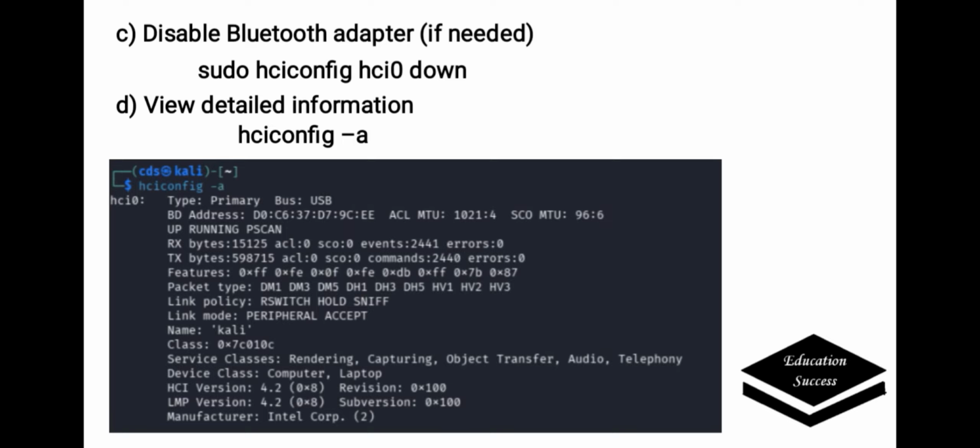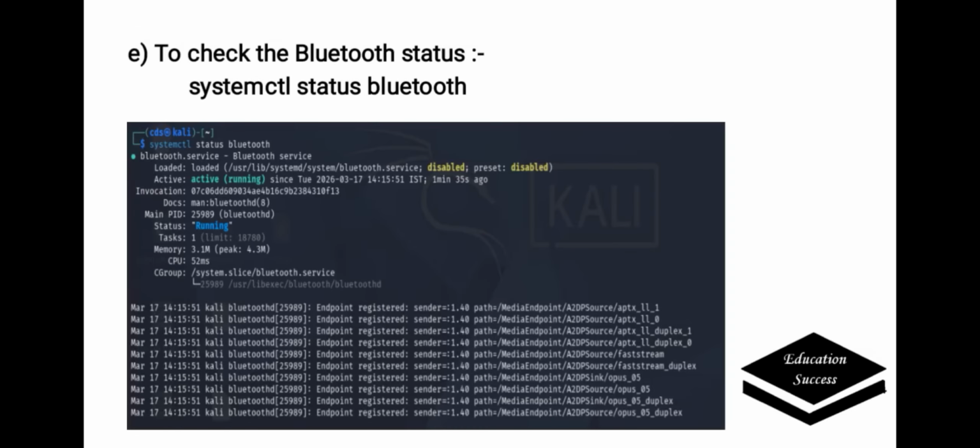Once we enable the Bluetooth adapter, our next step is to check the Bluetooth status. So the next command is to check the Bluetooth status. Write the command systemctl status bluetooth. It will show whether the Bluetooth is running or not. See in the example, it shows in blue color, status is running. Now our Bluetooth is running.